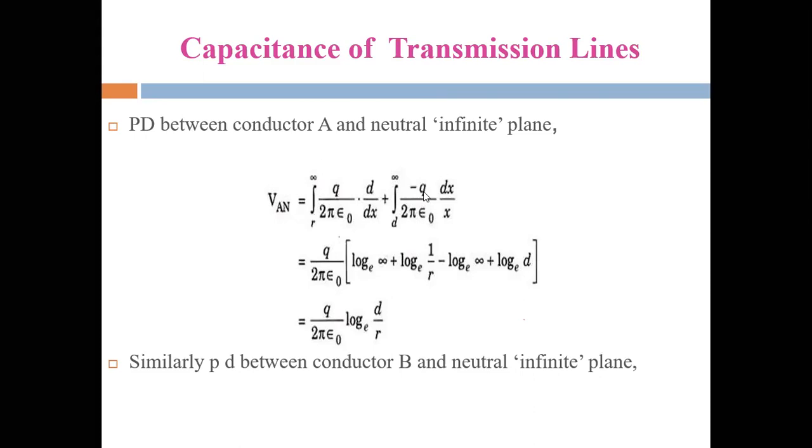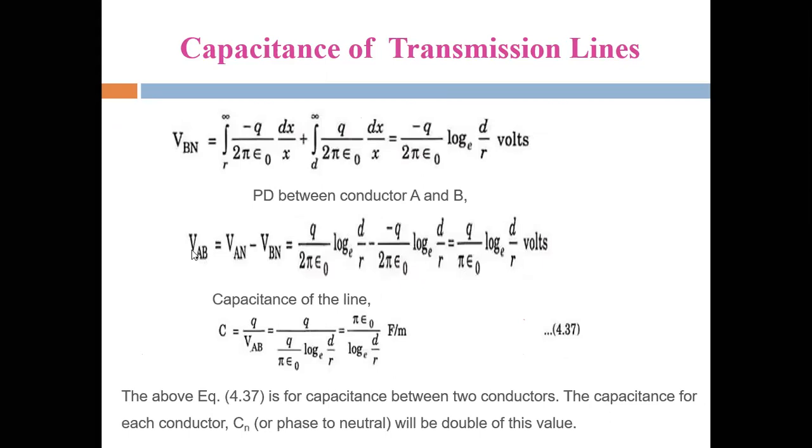The charge for conductor B is minus q coulombs, so minus q by 2 pi epsilon naught dx by x. Then integrating with respect to x and substituting the limits, we obtain q by 2 pi epsilon naught log e d by r. Similarly we calculate the potential difference of conductor B and the neutral point, that is VBN. After that we calculate VAB. The formula for VAB is equal to VAN minus VBN.